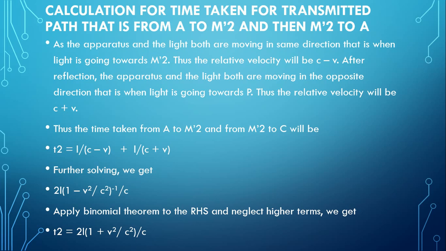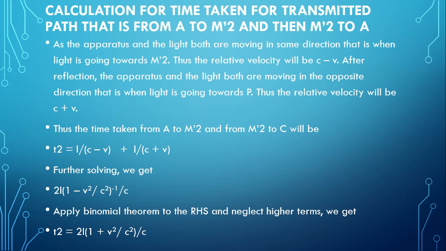Calculation of the time taken for the transmitted path, that is from A to M2 dash and then M2 dash back to A. As the apparatus and the light are both moving in the same direction, that is when light is going towards M2 dash, the relative velocity will be c minus v. After reflection, the apparatus and the light are moving in opposite directions, that is when light is going towards B, so the relative velocity will be c plus v.